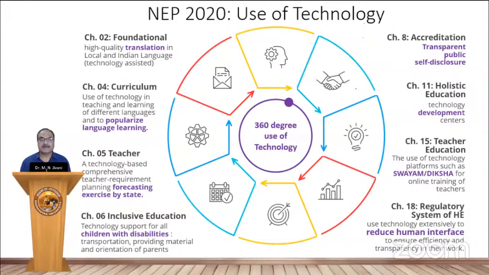Inclusive education, chapter number 6, children with disability. How technology helps the students is also described in the manual. And chapter number 8, accreditation, where technology is used and less human bias will be involved in the accreditation process. Chapter number 11, holistic education. We will discuss this part, because when you use technology, obviously you need a teacher with a technology background, right? So how you disseminate the information of technology for education use, and how you can design education for technology use. These 2 things are very much integrated with each other. We will see in the later slides.